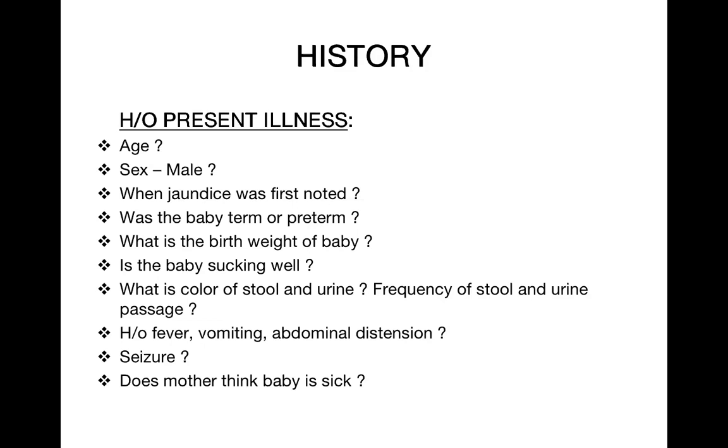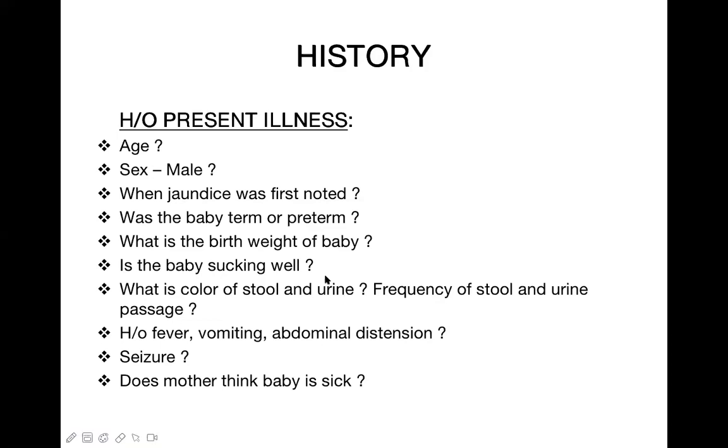What is the birth weight of the baby? Important question. If the baby is a large baby, then there is a high chance of neonatal jaundice, because large babies usually suffer from polycythemia. They usually suffer from intrauterine hypoxia, and intrauterine hypoxia can lead to polycythemia again.